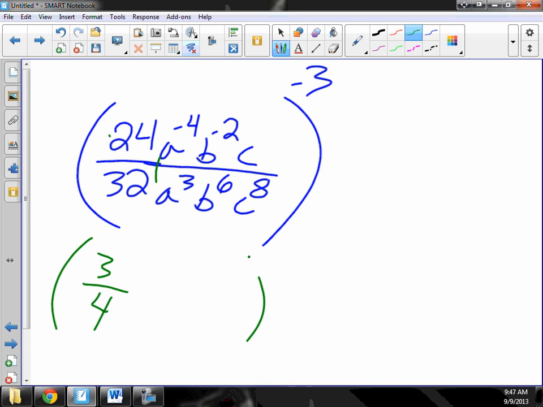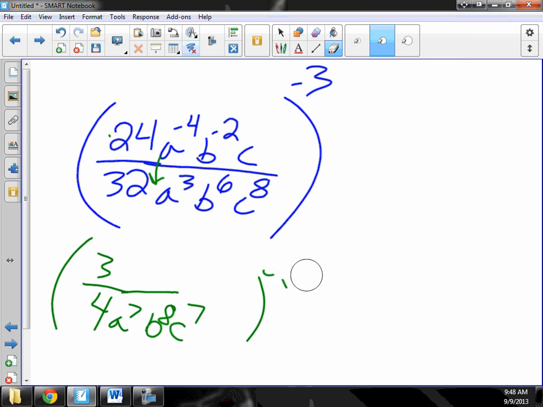So this one drops down. A to the 7th. B to the 8th. C to the 7th. Raised to the -2. Because your math teacher has no idea what's going on. Thanks. -3.